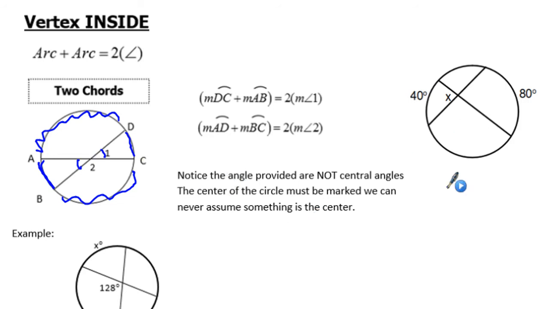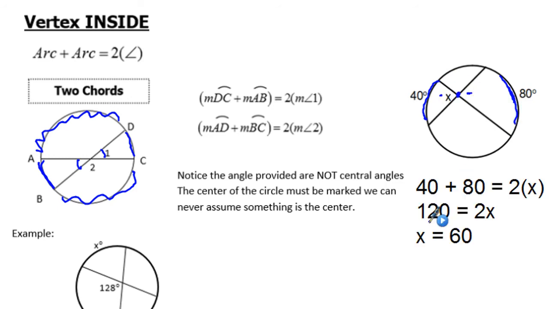So I wanted to show you two examples of what this looks like. Again, here we have the vertex of the angle happening inside the circle. So when it's inside the circle, we're going to add, inside add. And so it's going to be arc of 40 degrees and arc of 80 degrees. Those are the two arcs that these vertical angles capture.